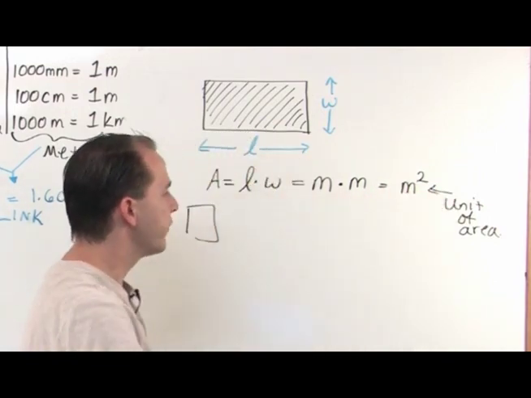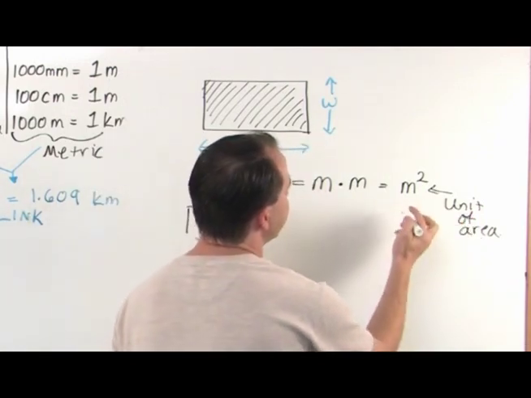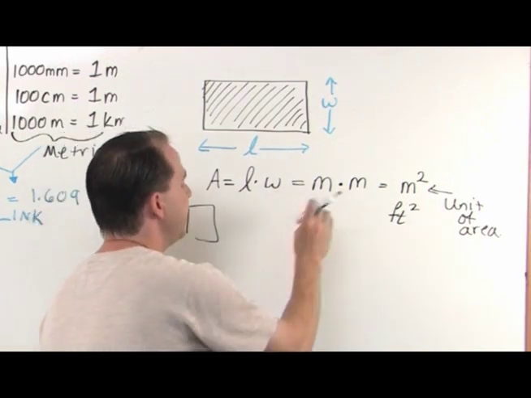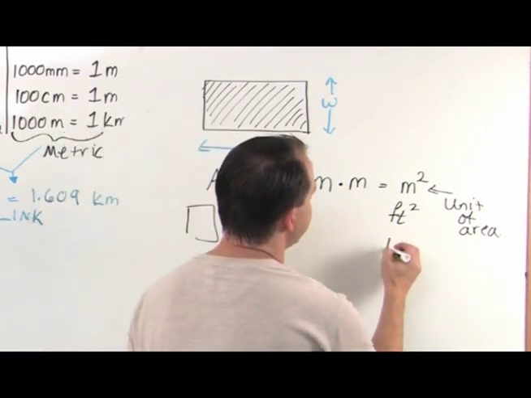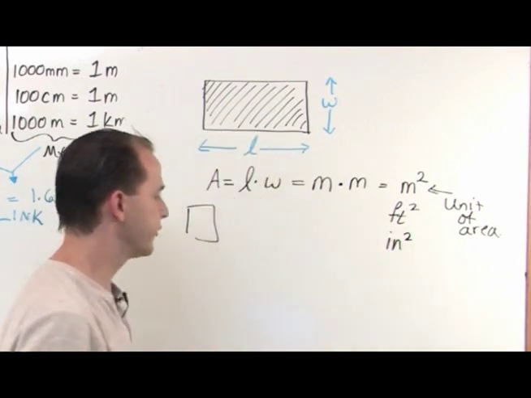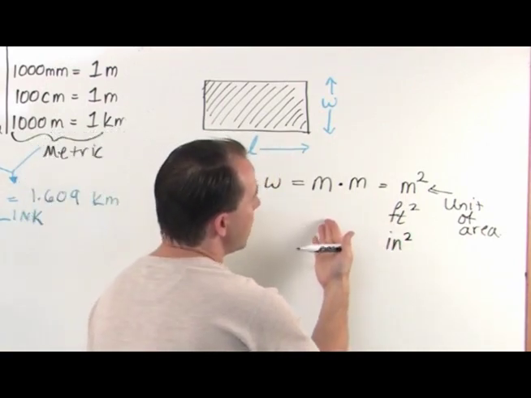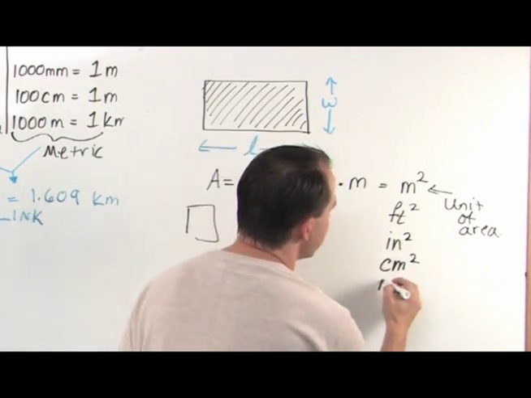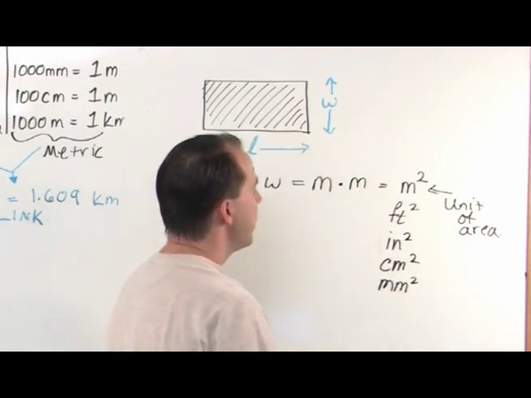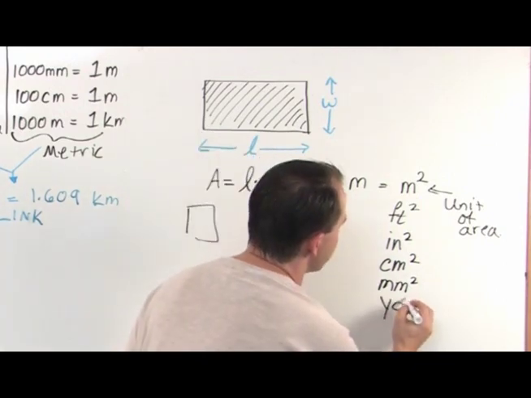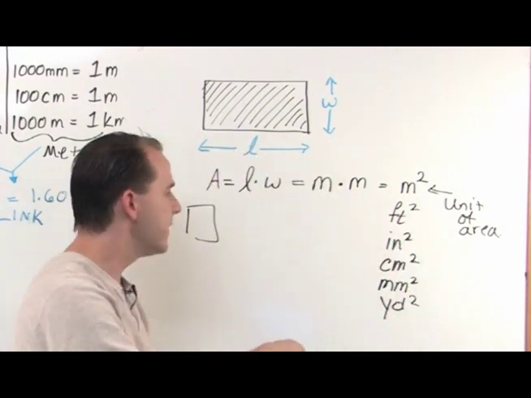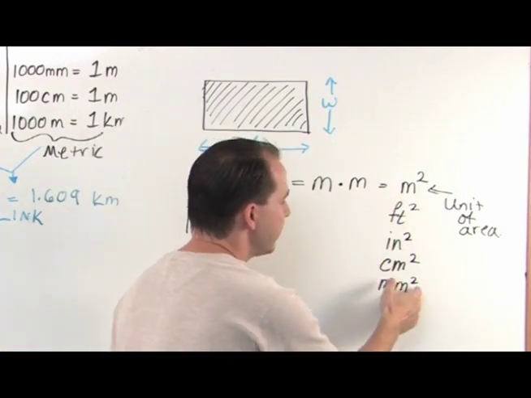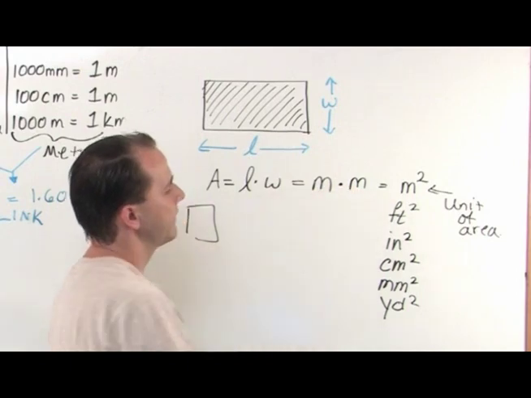Now, of course, if you're measuring it in feet, if you're using the English system, it would look like feet squared, okay? Because you're multiplying feet times feet. If you were measuring it in inches, it would be inches squared, because you're multiplying inches times inches. If you were measuring this in centimeters, it would be centimeters squared, right? If it was millimeters, it would be millimeters squared. If it was yards, it would be yards squared. You see the pattern here. No matter what unit of length you're using to measure this stuff, the unit of area is basically just that squared, because it's the length times the length, okay?